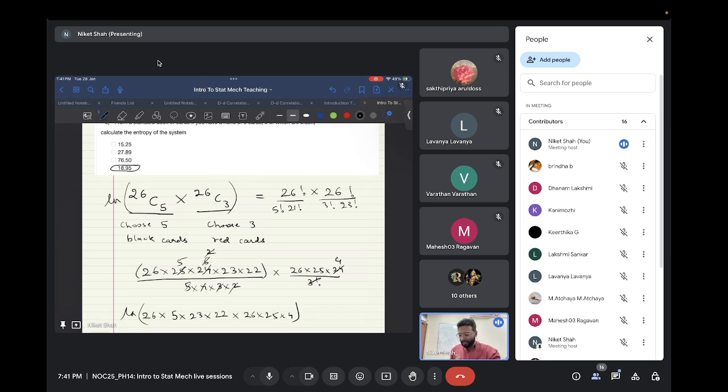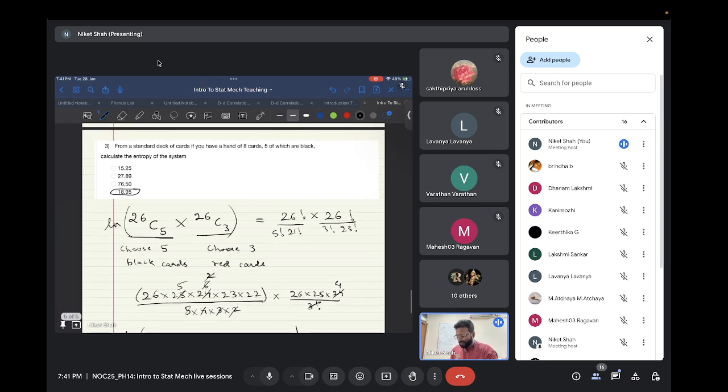So yeah, this value is basically what you get when you take the log of the number of combinations which are present. Okay, the number of possibilities or microstates that are present. So that's how you calculate the entropy.